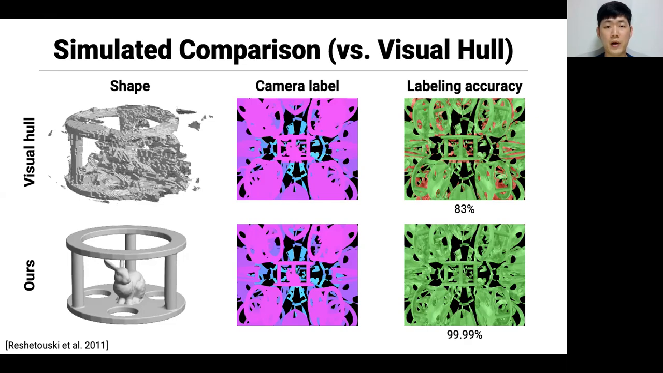However, for objects that have complex geometry and self-occlusions, the visual hull invariably fails to capture concavities, especially when there are not enough background pixels. In this result, we observed that the visual hull technique does not recover the inner bunny because of the limited background area available for space carving. As a result, the labeling deviates from the correct labeling. In labeling accuracy, green colors indicate correct labels and red color indicate incorrect labels. The labeling accuracy is 83% for the visual hull method and 99.99% for ours.